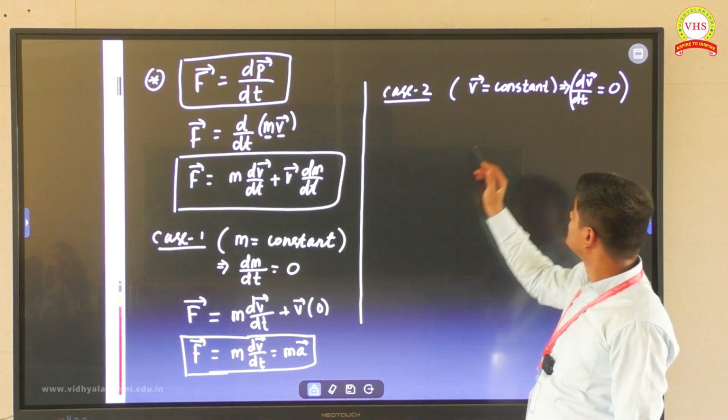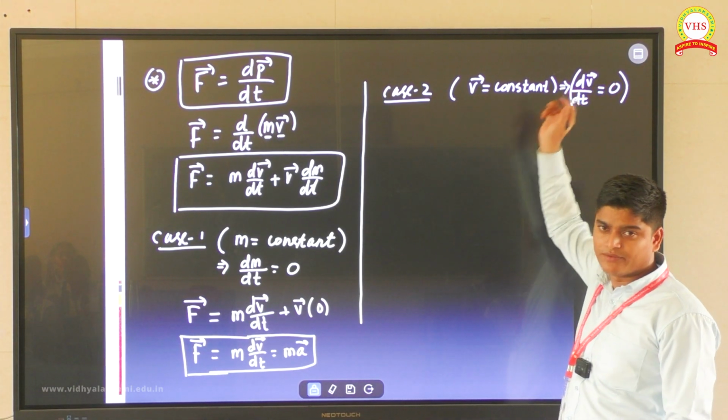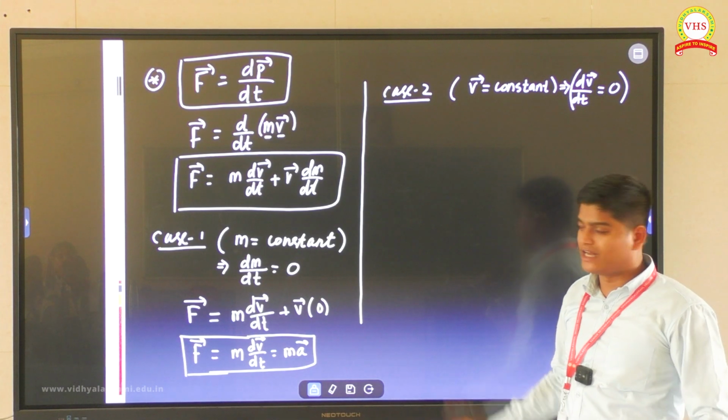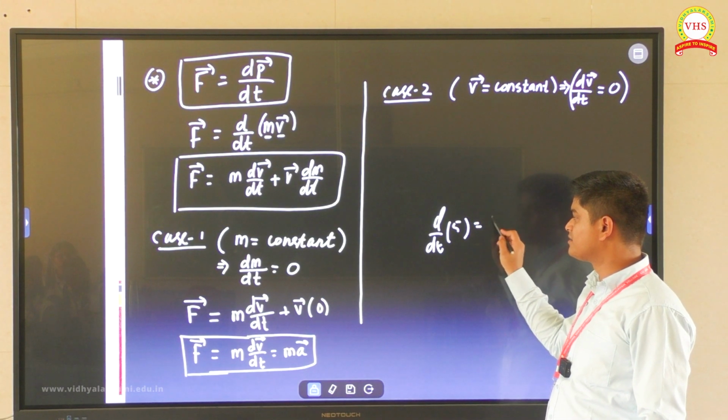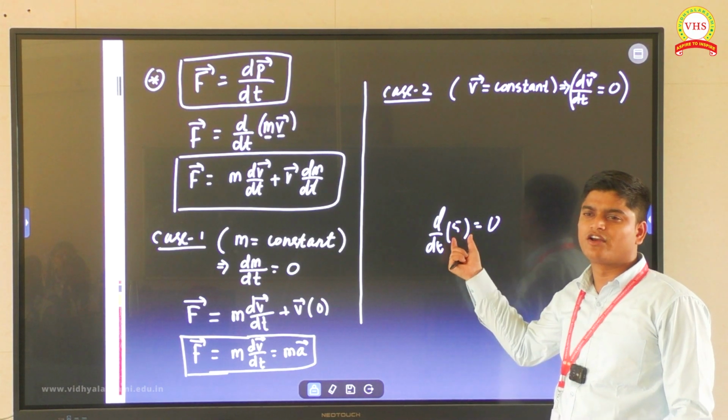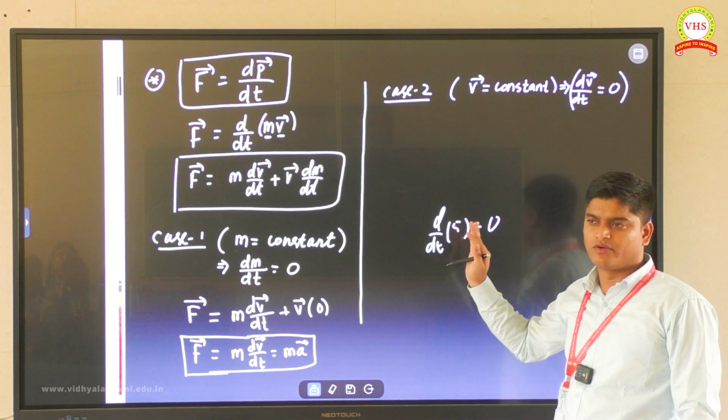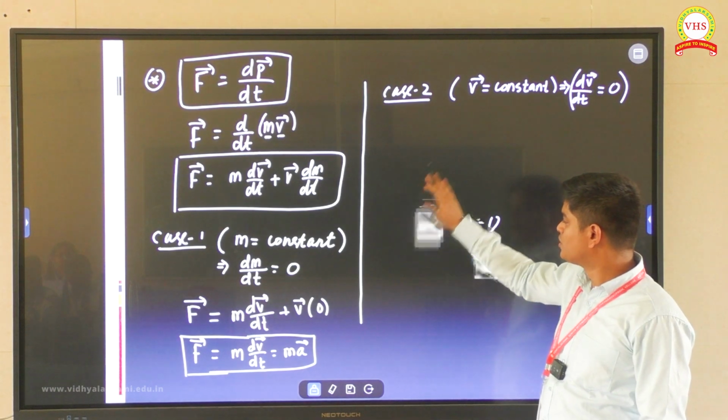Same way here, the derivative of a constant is 0. Always remember, the derivative of a constant is 0. Suppose d by dt of 5, what will the answer be? 0. The derivative of any constant number is 0. So now what happened?